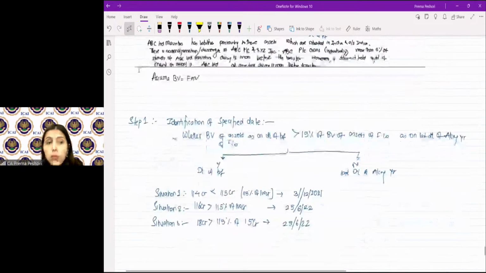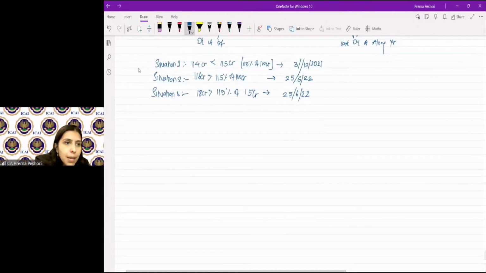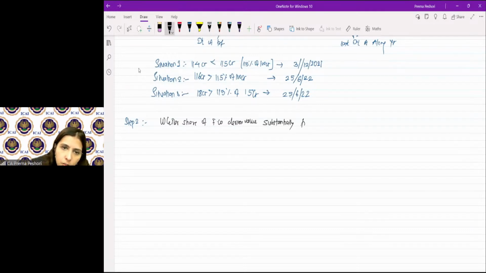So step one is this. We got our date on which we have to consider the fair market value. Step two is whether the value of the Indian asset is greater than... So you can first write down whether the share of the foreign company derives value substantially from the Indian asset.